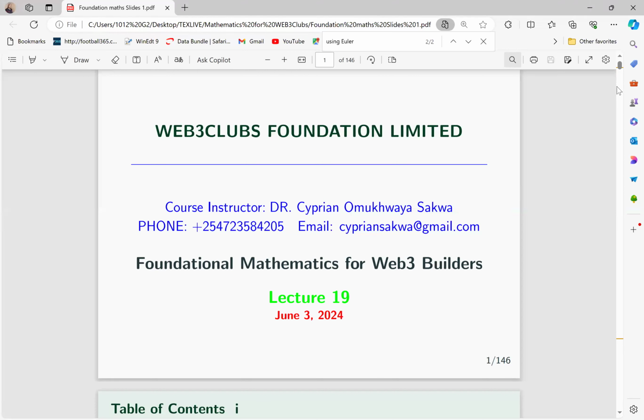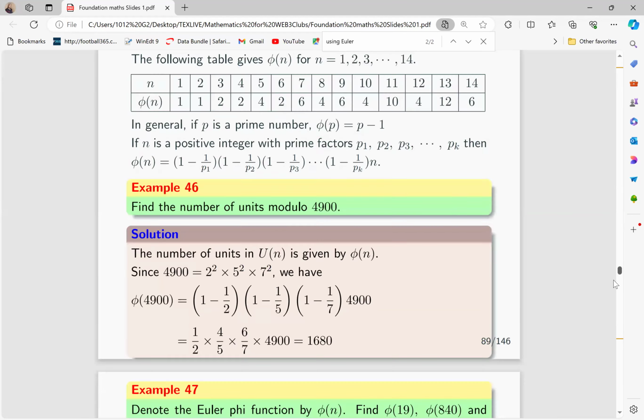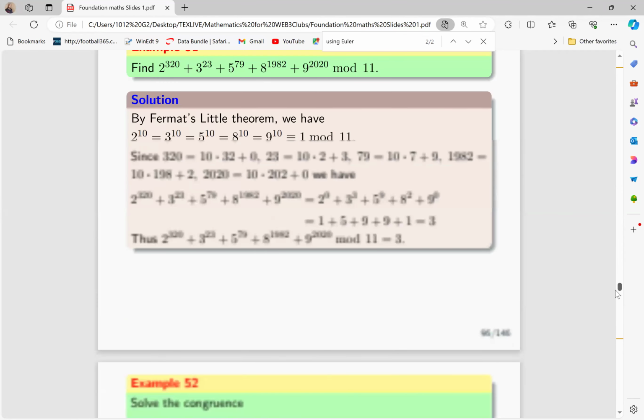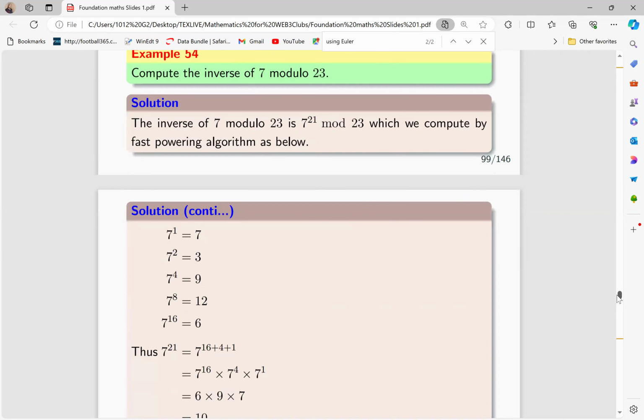So I want us to look at again how to find inverses, this time using the Euler theorem. So that's what I want us to look at today. The other time we looked at how to compute inverses using Fermat's little theorem.